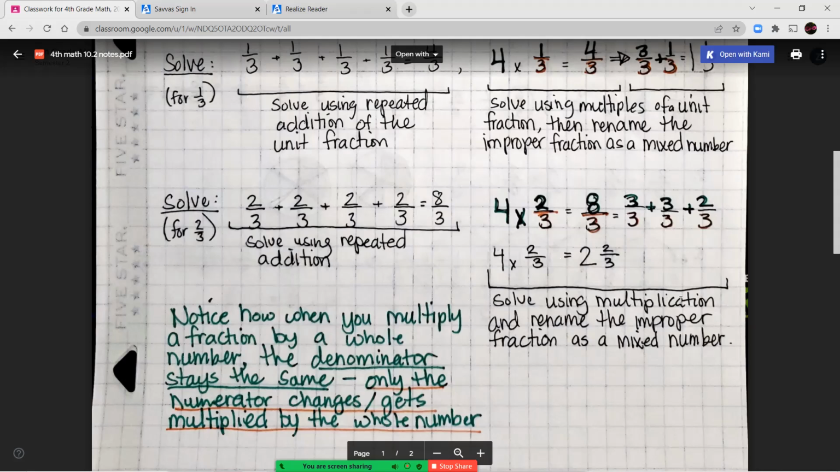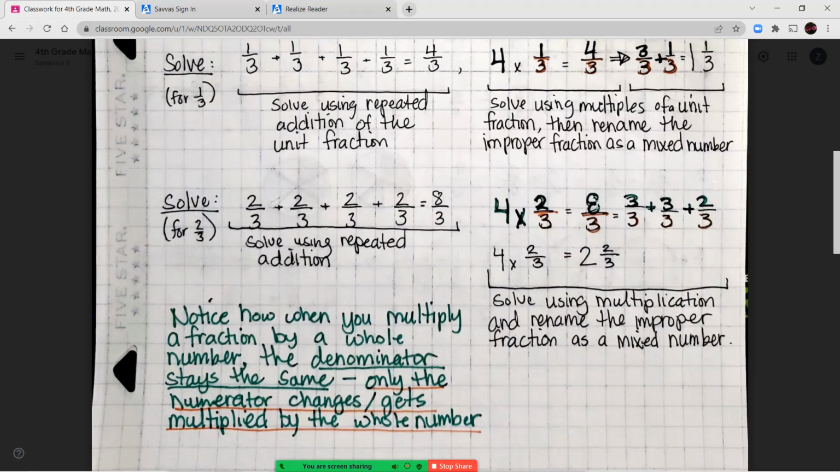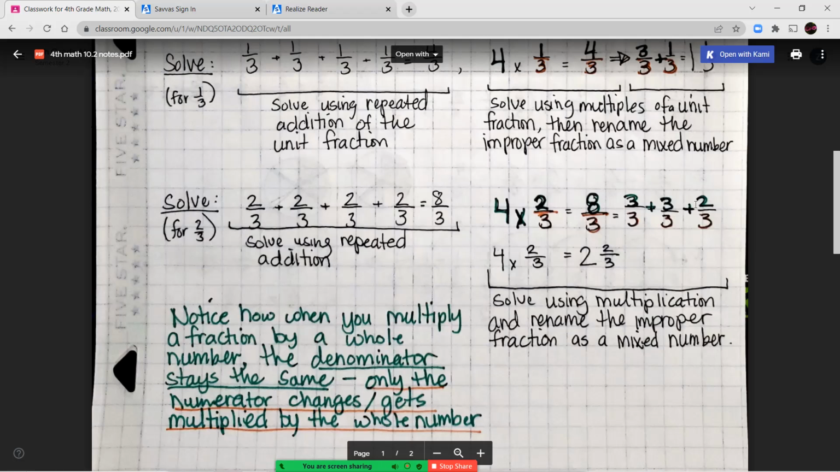So remember, when you're solving multiplication and you're renaming the improper fraction as a mixed number, look at how many wholes are in there and how many are left over. So this is basically a division problem. If we're doing 8 divided by 3, how many groups of 3 are there in 8? So our whole is 3. So we have 2 groups of 3, that's 6, plus 2 more, which would be my remainder, which gives me the 8.